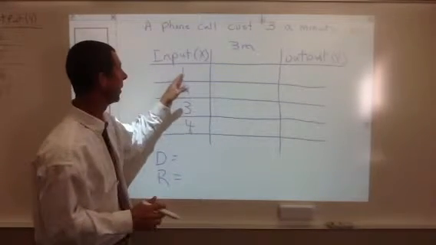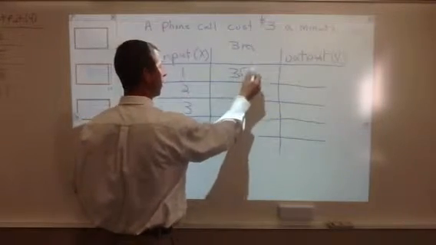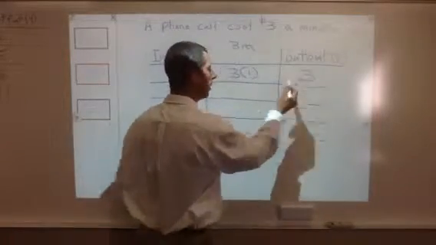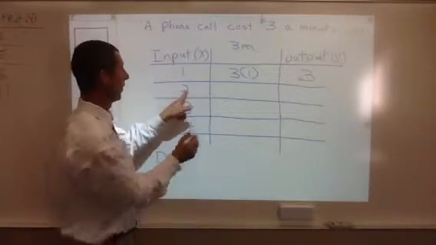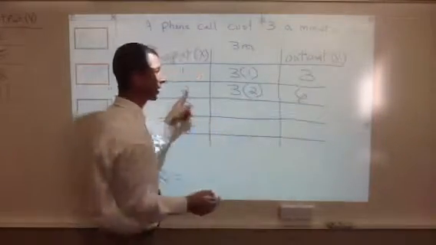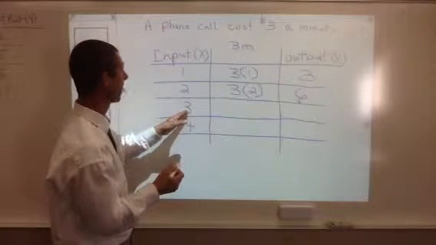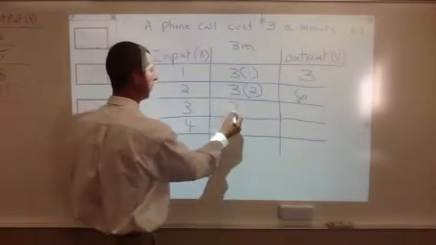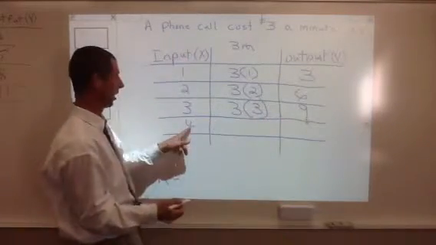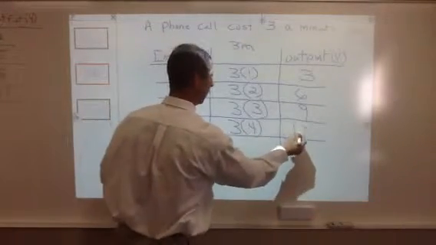Okay, so now I'm going to apply this to the rule. So 3 times 1. If I talk on the phone for 1 minute, the output is going to be 3. Okay, 2 minutes would be 3 times 2 here, which is $6. Here we have 3 times 3, so that's going to be $9, and here we would put 4 in, for 12.